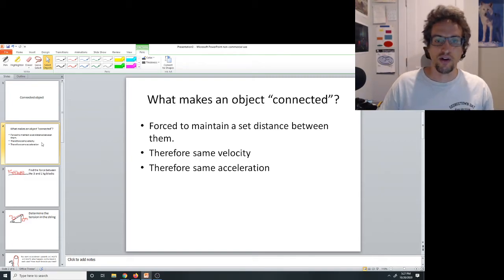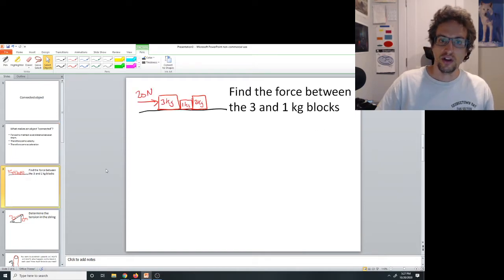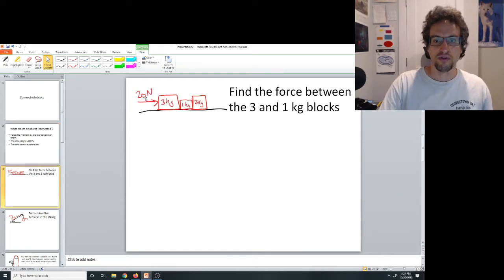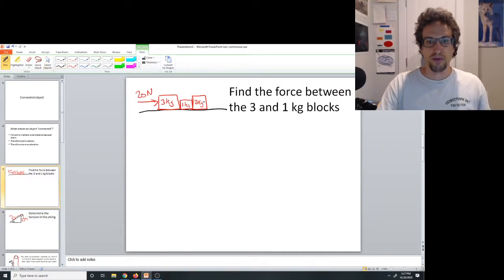But the key here is that therefore they have the same acceleration. We're going to use that tool to figure out information about the problem. So, let's look at the first example. Find the force between the 3 and the 1 kilogram blocks. Okay, so we've got this whole setup, 3 blocks in a row, and they're being pushed by 20 newtons.